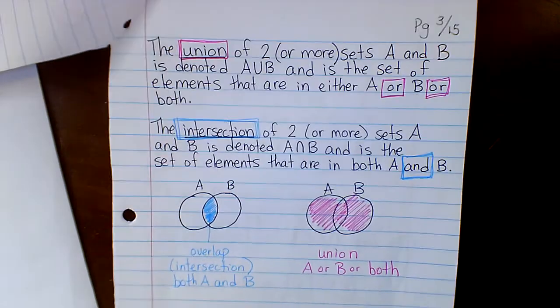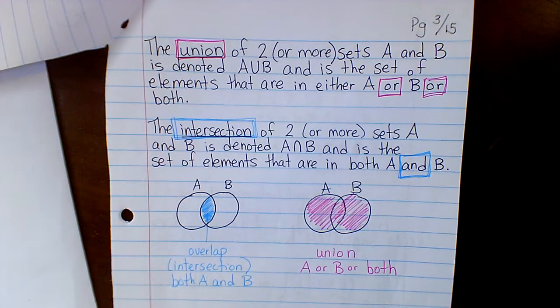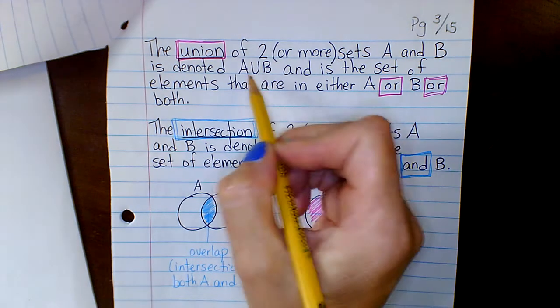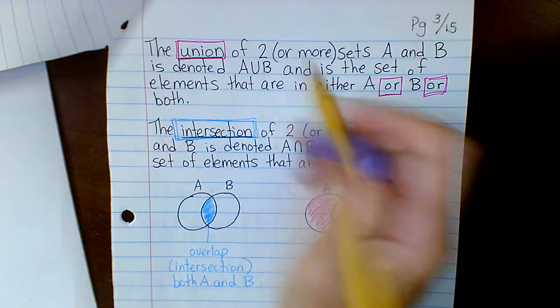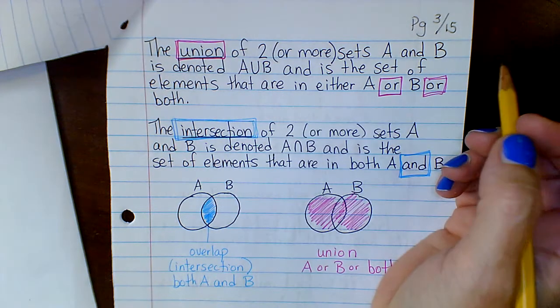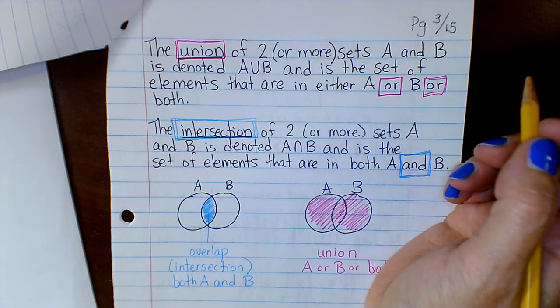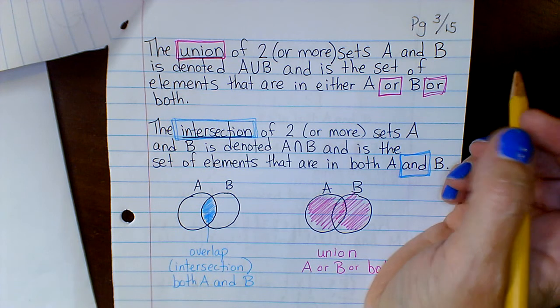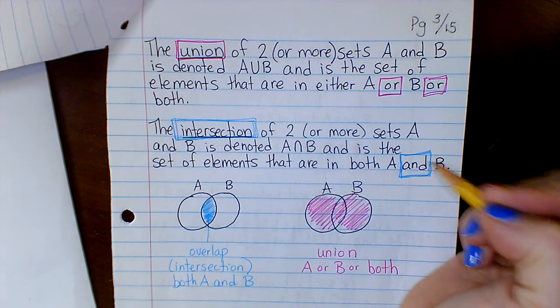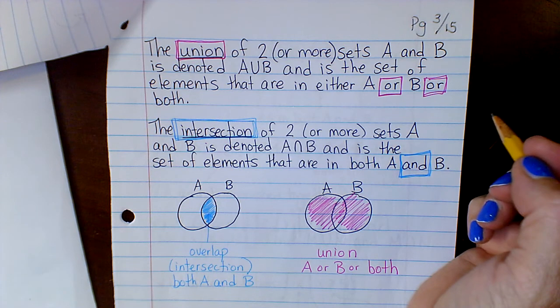Let's talk about unions and intersections. The union of 2 or more sets is denoted with this little U, but it's not like a capital U, so it doesn't have that little leg to it. It's the set of elements that are either in A or B or both. The intersection is the overlap. It's the stuff that's in both A and B.